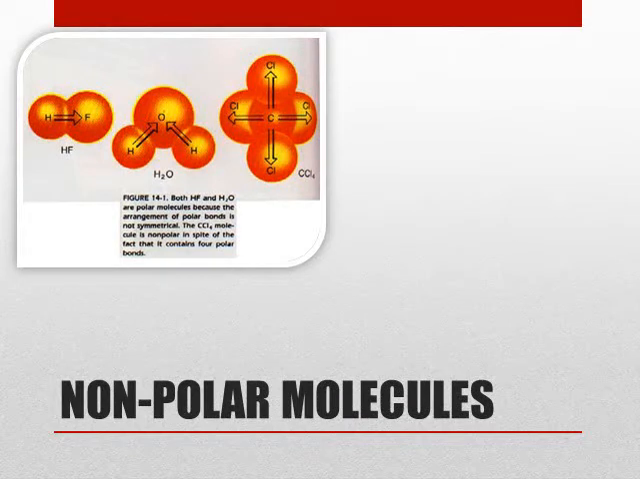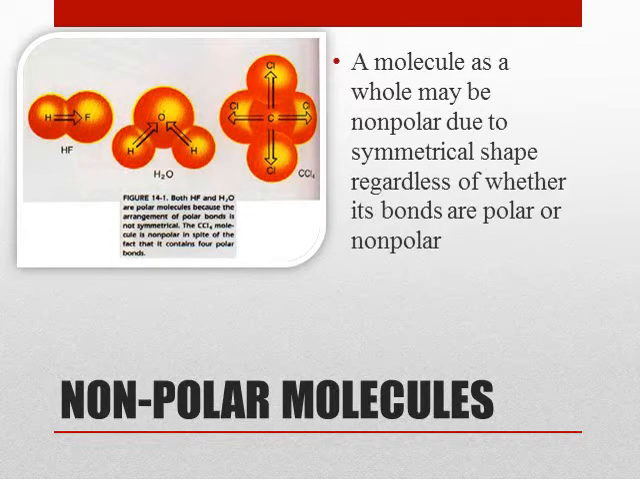Another thing that can happen with polarity is that you can have polar molecules and you can have non-polar molecules, both of which are going to have polar bonds, but the molecules themselves end up being non-polar. So the graphic here is a good one because it shows both of those situations.